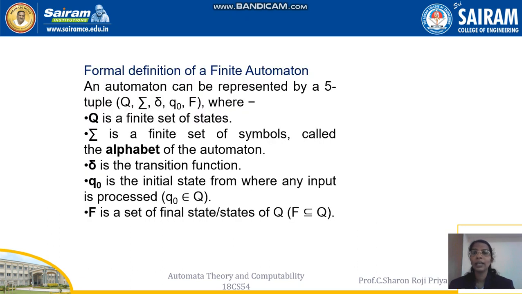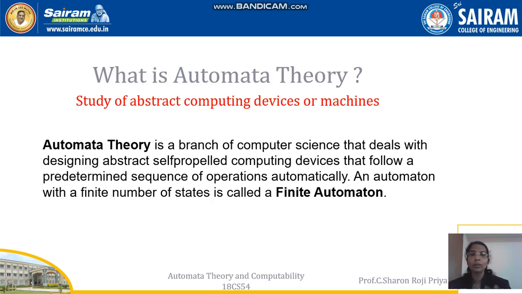So if I take this finite automata, automata theory is the study of abstract machines, right? And under this automata theory, I have three types of automata: deterministic finite automata, non-deterministic finite automata, and epsilon NFA, non-deterministic finite automata with epsilon transitions, right?